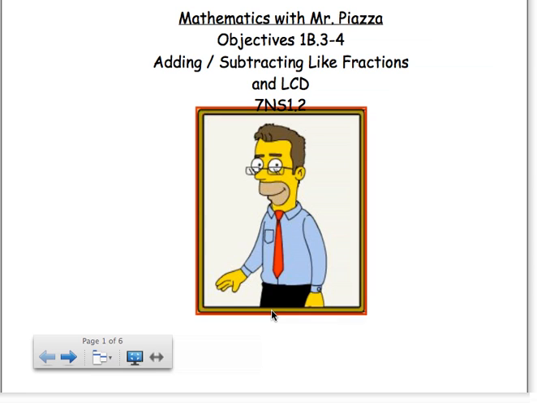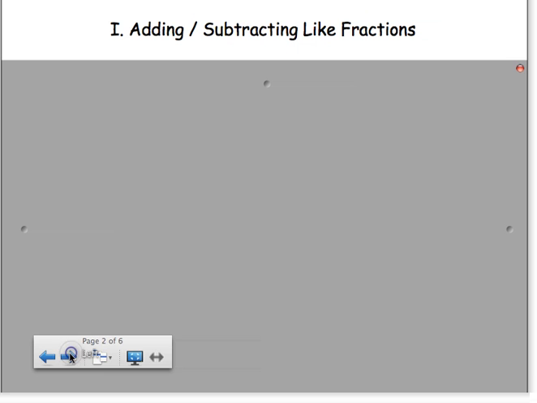Hey there, Kipsters. We're looking at objectives 1B.3 through 4. That's adding and subtracting like fractions and finding their common denominator, or their least common denominator. We're going to start with adding and subtracting like fractions.